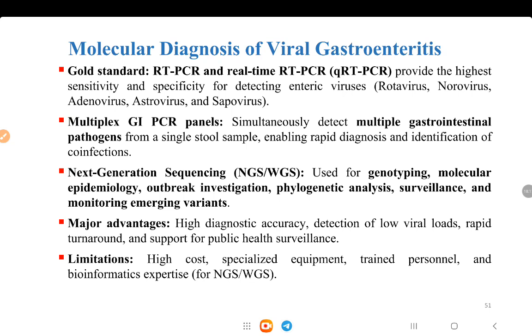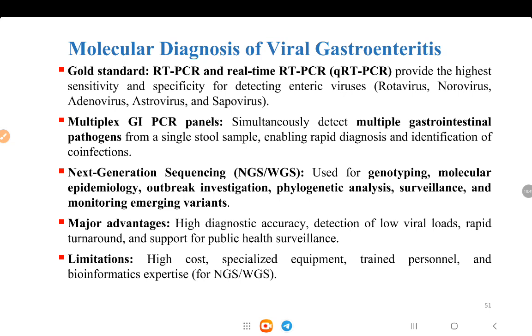Next generation sequencing and whole genome sequencing are used for genotyping, molecular epidemiology, outbreak investigation, phylogenetic analysis, surveillance, and monitoring emerging variants. Major advantages of these molecular techniques include high diagnostic accuracy, detection of low viral load, and a rapid turnaround time, which is very fast in producing the result, and they support public health surveillance.